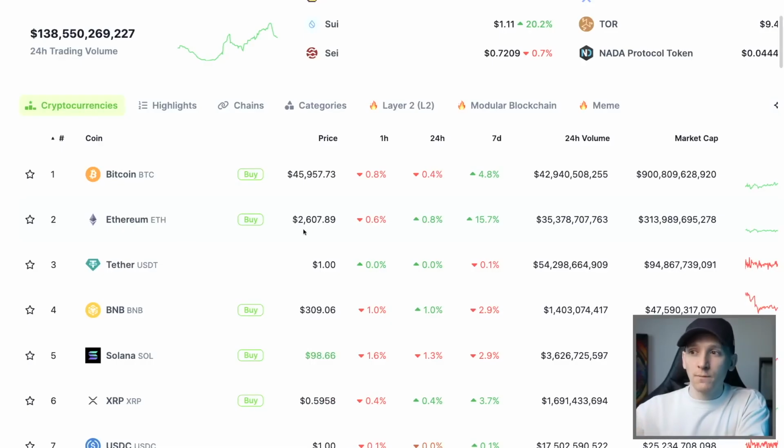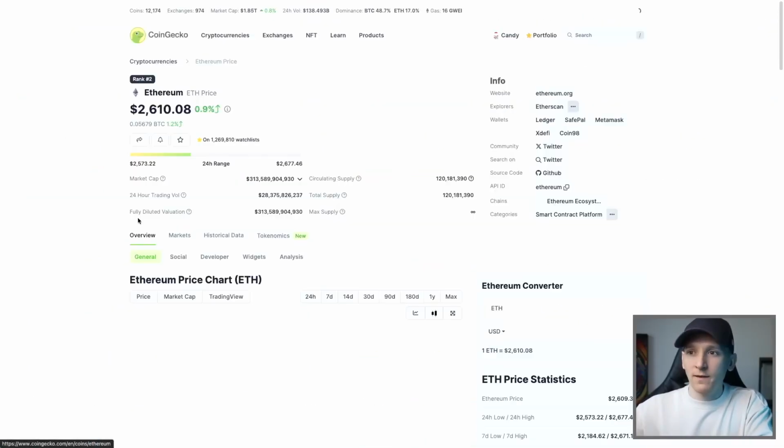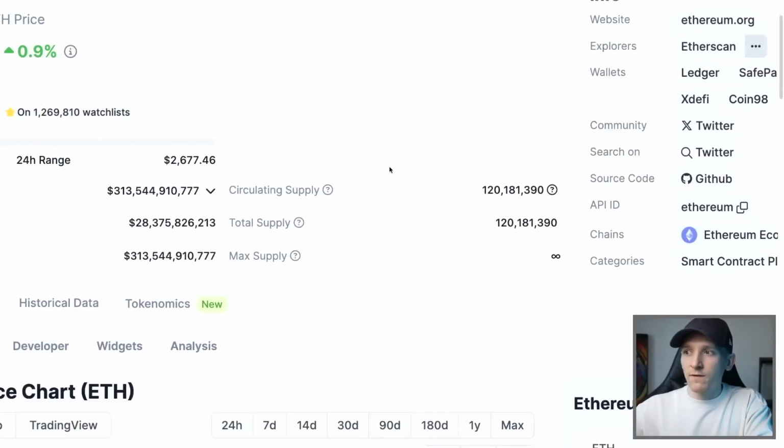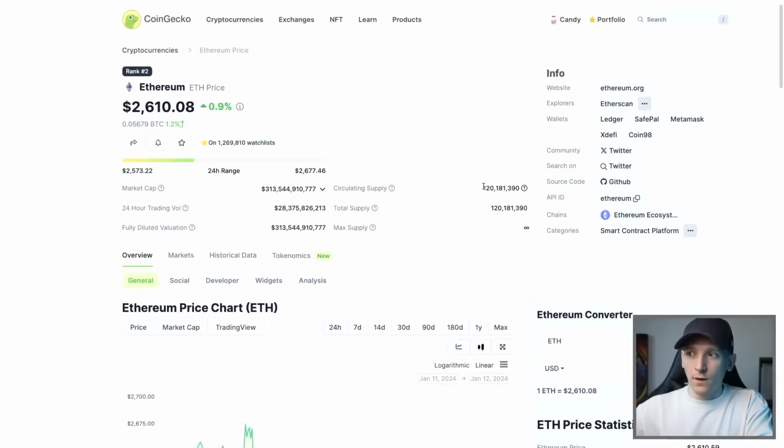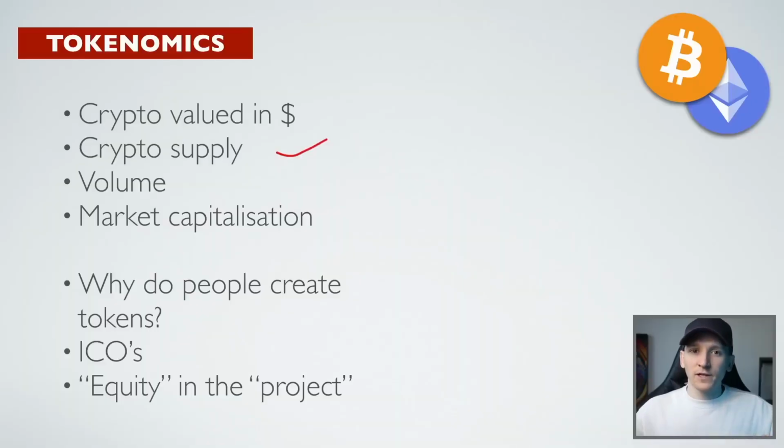But if you just looked at the price, you would see Ethereum is much cheaper. What we can deduce by this is that Ethereum has more coins than Bitcoin. So if you click into Ethereum, you can see there are way more coins. You're looking at around 120 million coins, right, instead of 21 million. So tokenomics can change, but to compare coins and tokens, we really need to look at the market cap.